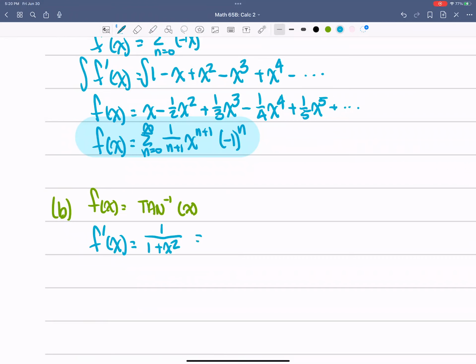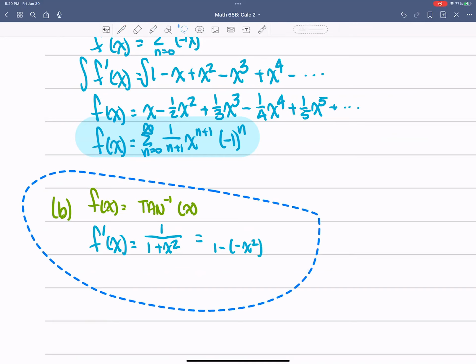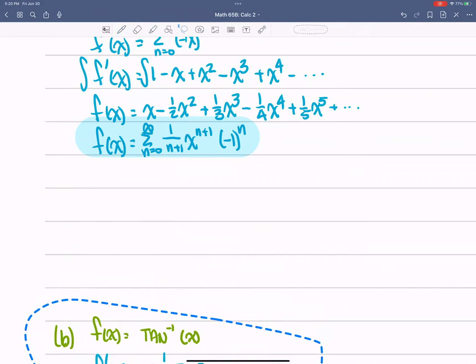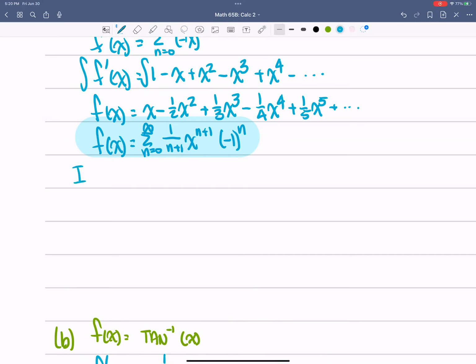And in order to turn this into a power series, we need to have a minus there in the middle. So 1 minus negative x squared. Oh, there was one thing I forgot with this previous part. Our interval of convergence.